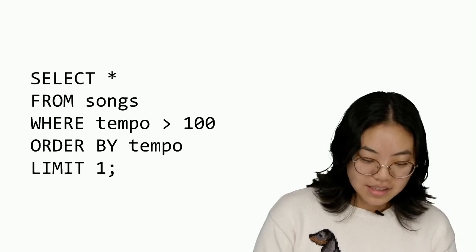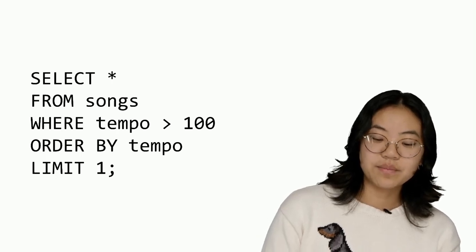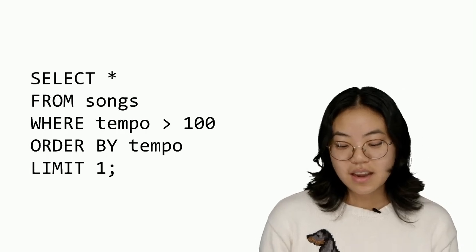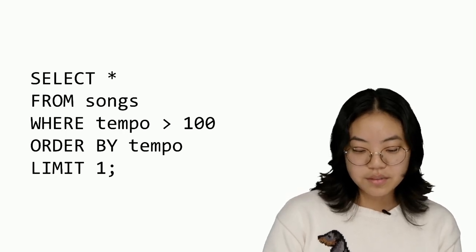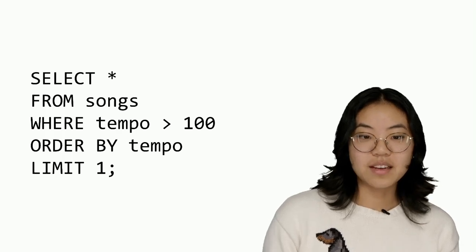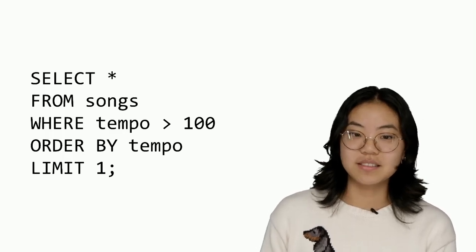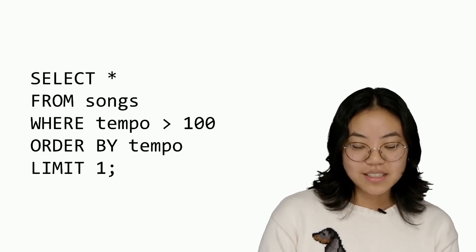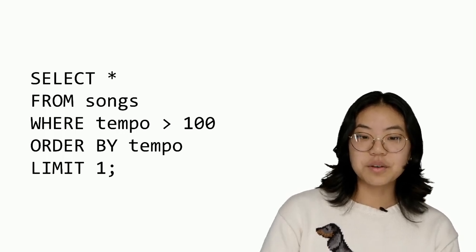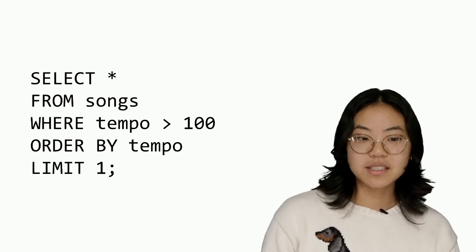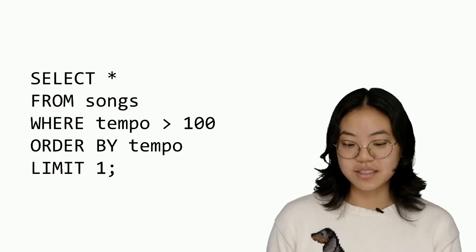So this is the query we saw earlier where we're getting all of the songs where the tempo is greater than 100, and then we're ordering it by tempo. So without the limit, this would just print all of the songs that have tempo greater than 100, but starting from the slowest tempo to the highest, or fastest. If I did limit 1, then that means it would only print out that first row. So the slowest song that has a tempo greater than 100.